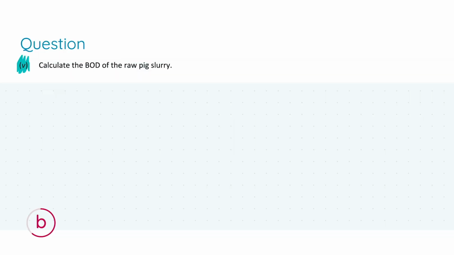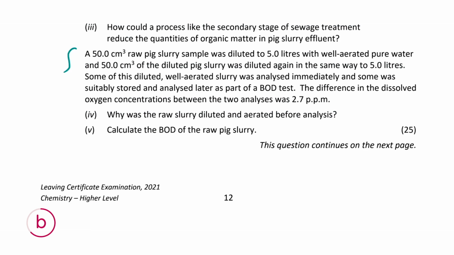In part 5, we were asked to calculate the BOD of the raw pig slurry. In order to do this, we need to use the information given to us earlier on in the question. So I'm going to go back to that and we can start there. Going back to the question, I'm just going to highlight the paragraph that we were looking at earlier. Here on the right, we have the paragraph that we were reading through about the raw pig slurry sample.